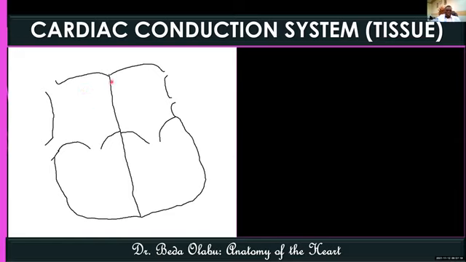Maybe from that image, we can now trace the path of the conduction tissue. We can put that point there to refer to the sinoatrial node. Remember, it's somewhere within the right atrium, just below the opening of the superior vena cava. The sinoatrial node is the pacemaker, the one that initiates the cardiac electrical impulses.